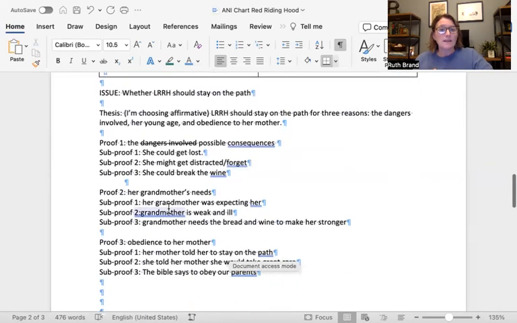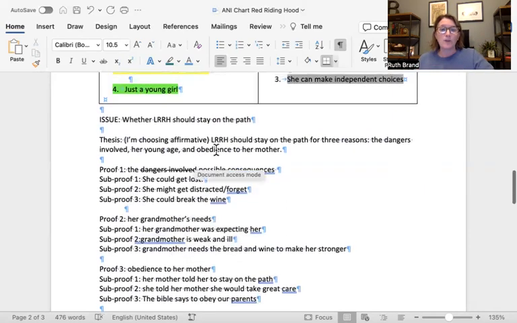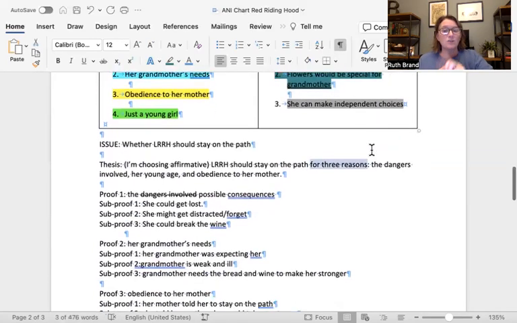All right. So I took those and I lumped them with my thesis words. Little Red Riding Hood should stay on the path for 3 reasons. Do you remember what that is? That's that enumeration phrase, for 3 reasons. And then I'm going to use a colon right there, and I will list my proofs. I put the dangers involved, her young age, and obedience to her mother.